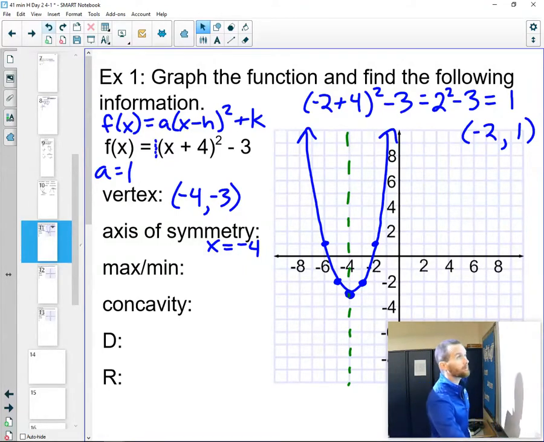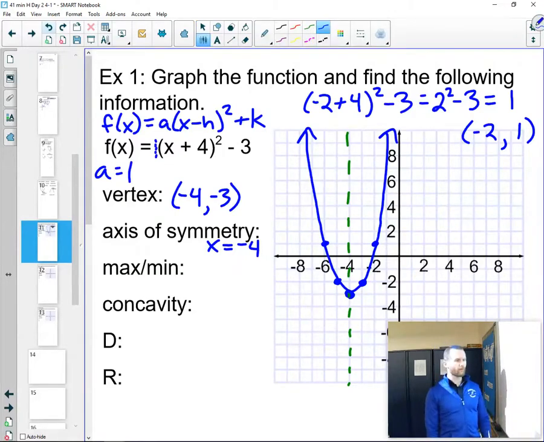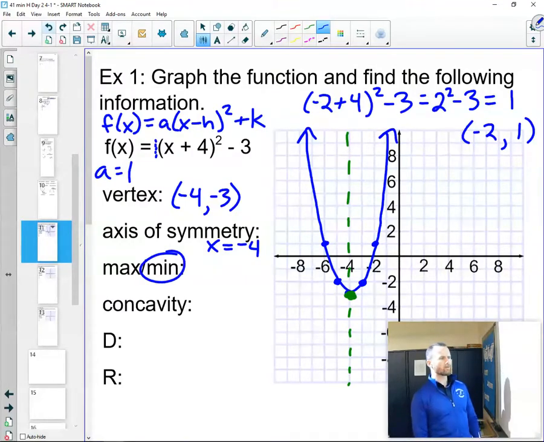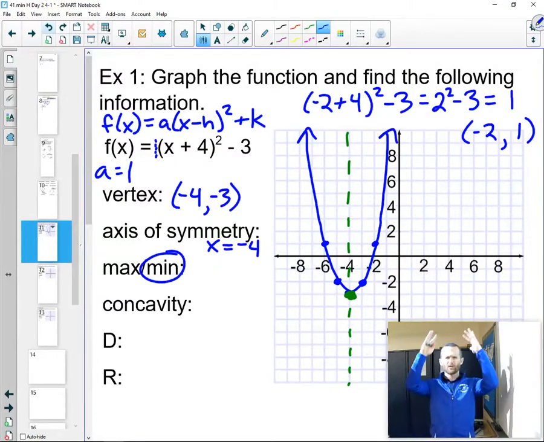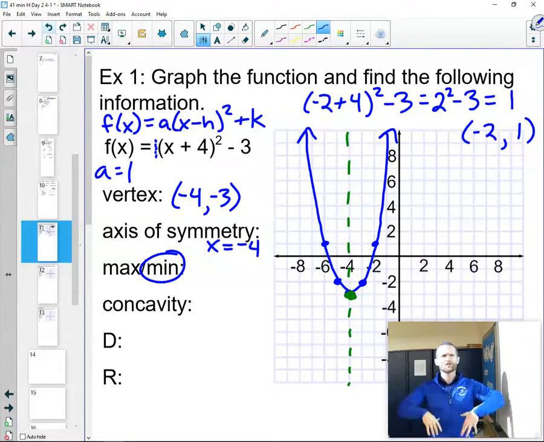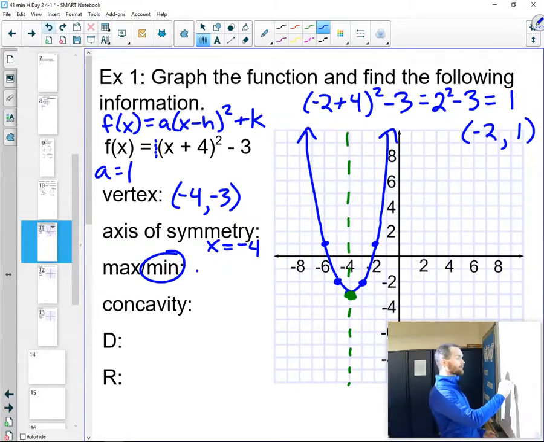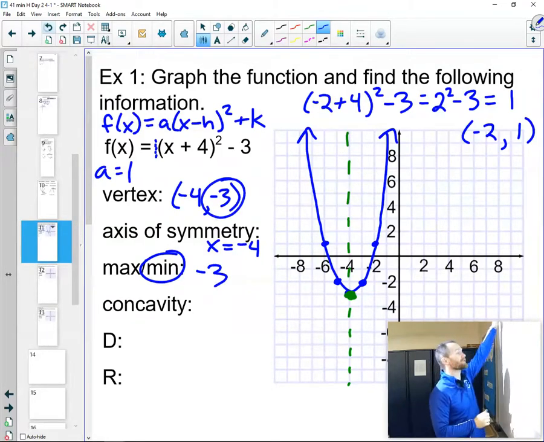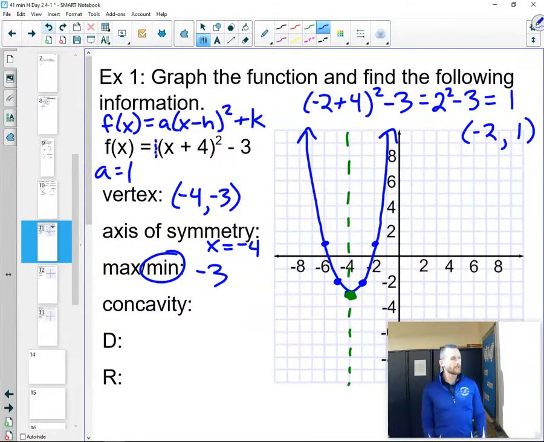Okay, now we've got to find our maximum or minimum. We see the vertex right here is a minimum. It's a low point. So the minimum value, let's think about it. Maximum or minimum, we're talking about height, so that's high or low. So that's only the y value. So the minimum value here would be -3. And again, you can just look at the vertex. It's the y value of the vertex. That can make things a little bit easier.